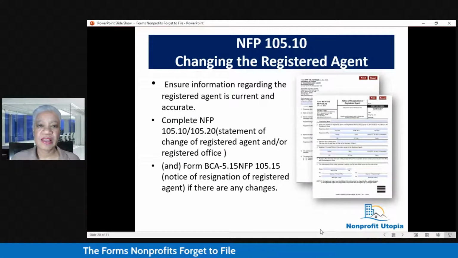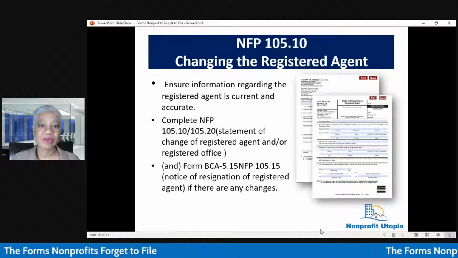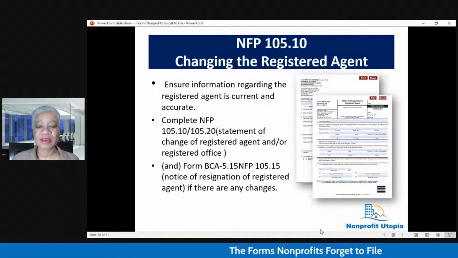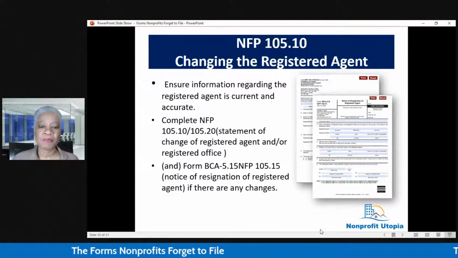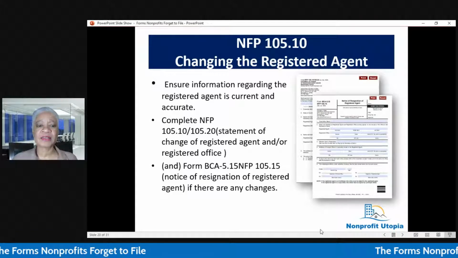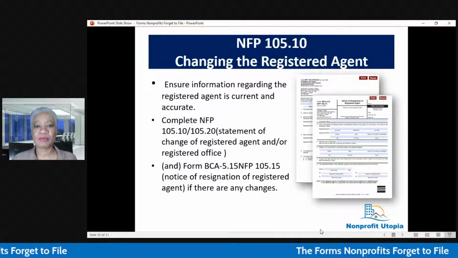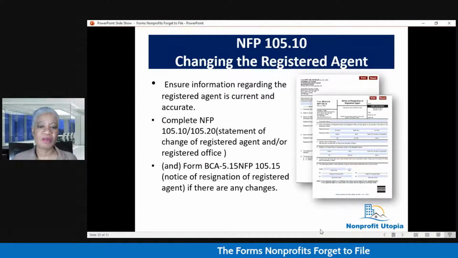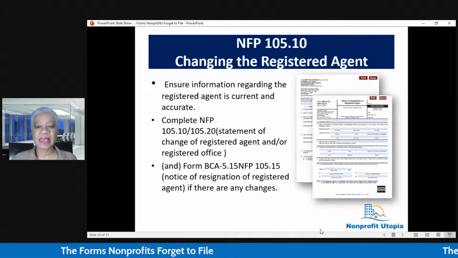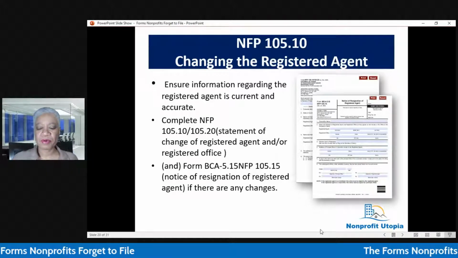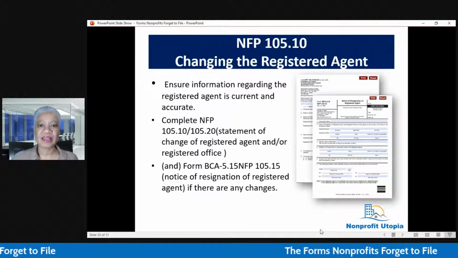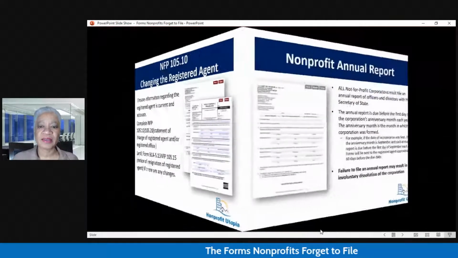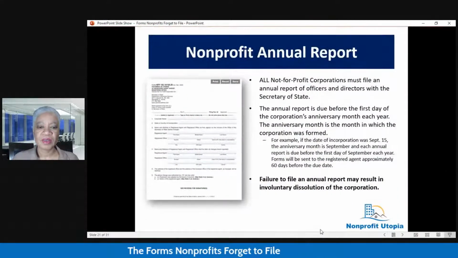Now, in the event that your registered agent resigns, it might be somebody on the board, it might be your executive director, or for whatever reason they resign from the organization or from that duty where they have to file the forms, then you have to notify your state that that person has resigned and then let them know who the new person is. All right.